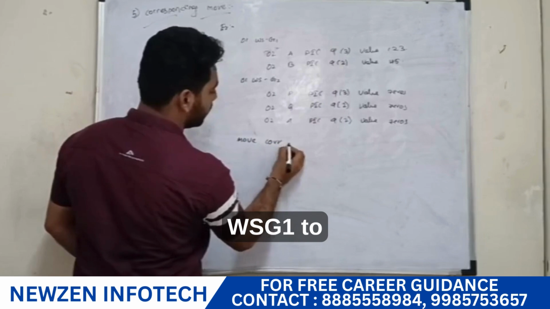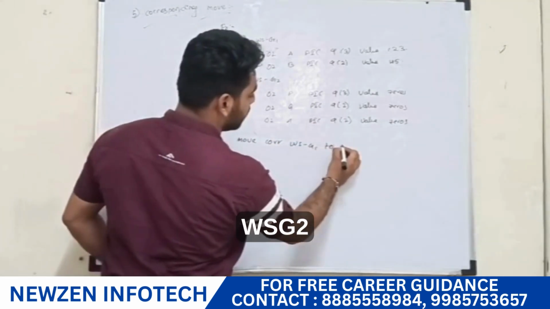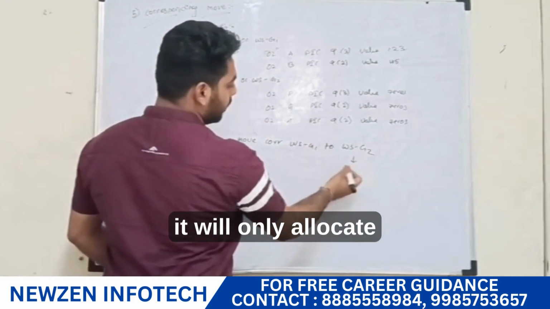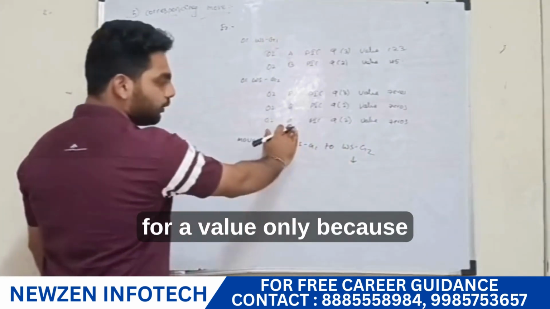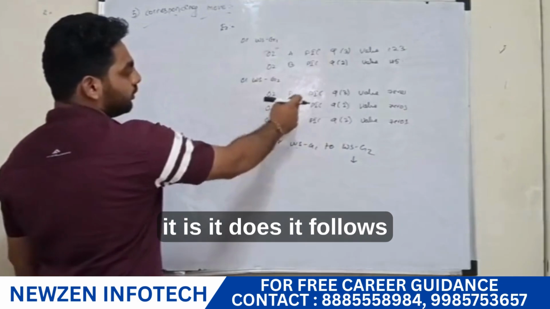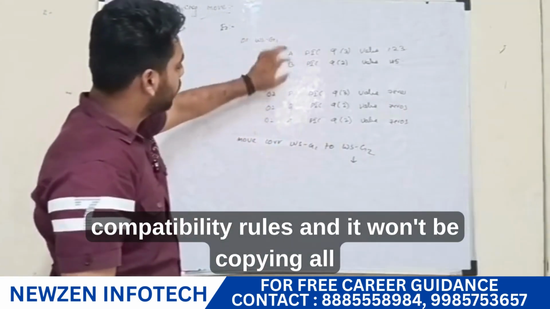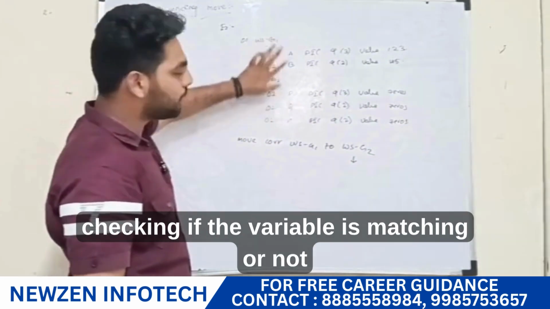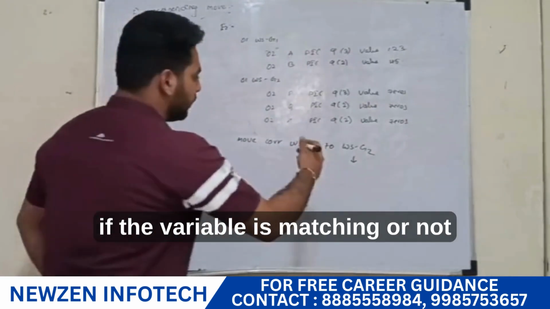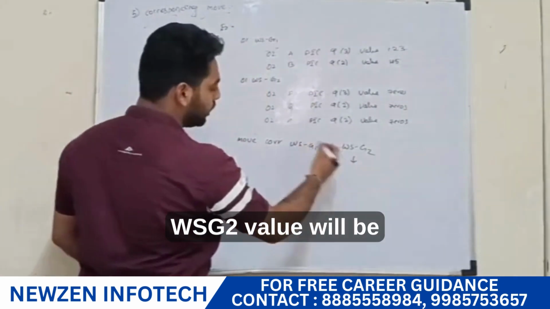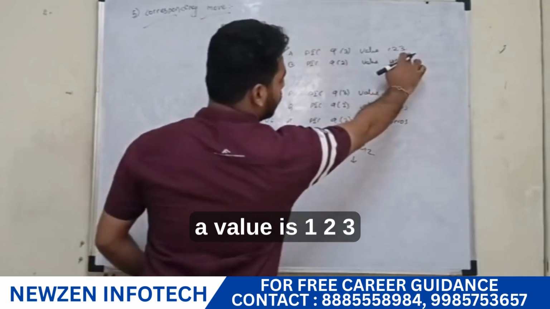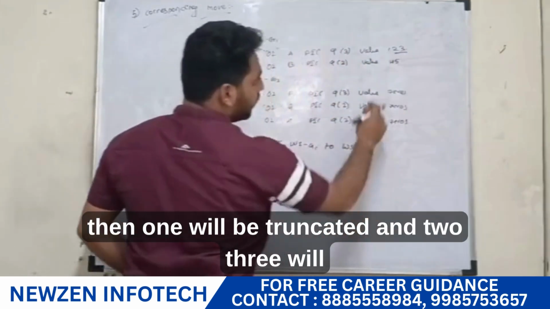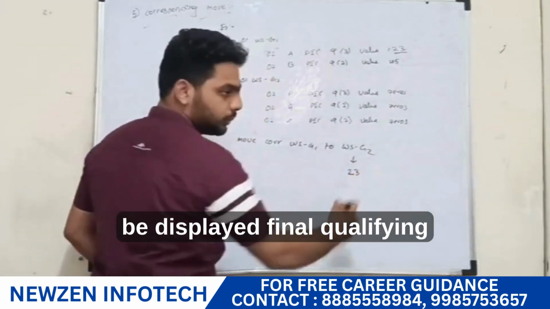MOVE CORRESPONDING WSG1 TO WSG2. Now the WSG2 value will be allocated only for the A value, because it follows compatibility rules, and it won't copy all the data to WSG2 because it checks whether the variable names match or not. The WSG2 A value was 1 2 3, but it is taking only two digits, so the 1 will be truncated and 2 3 will be displayed.